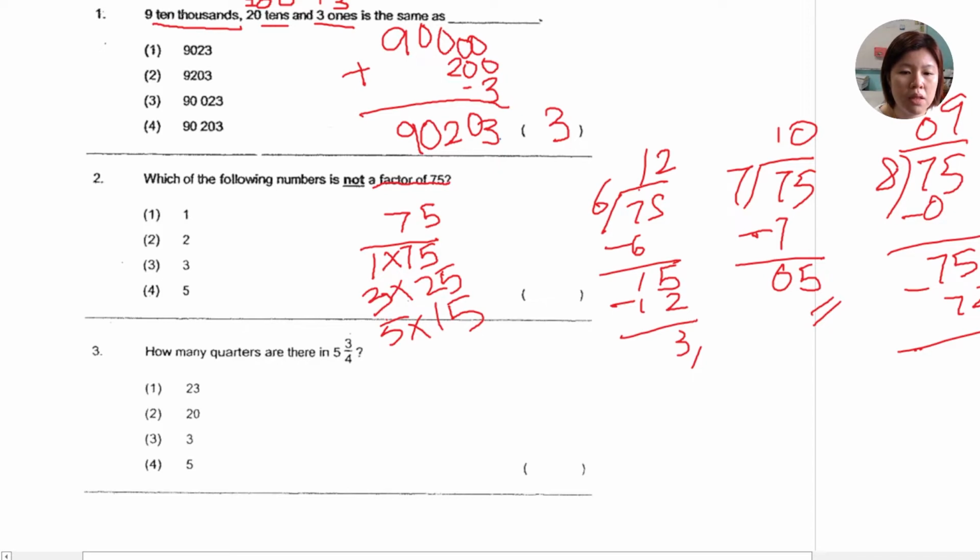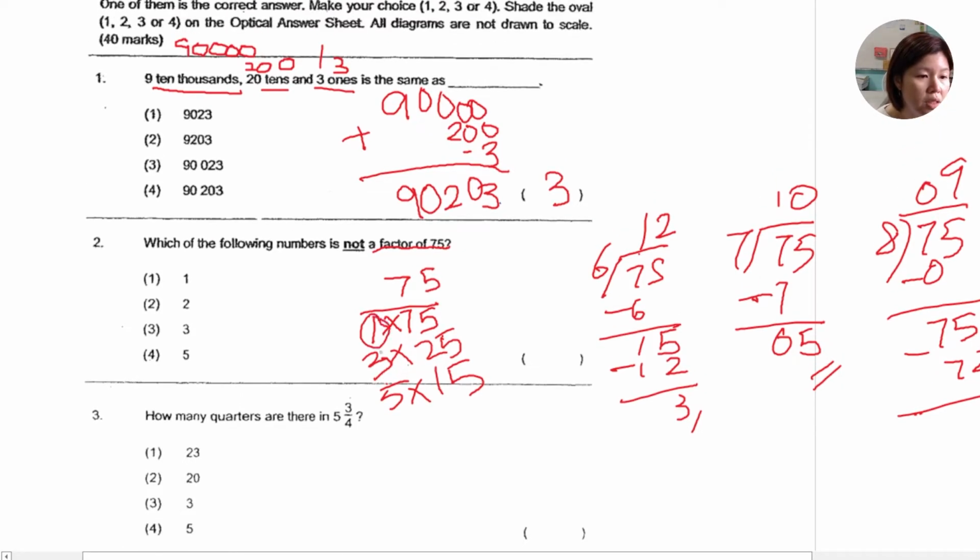Also a remainder. So which of the following number is not a factor? So we circle the factors first. These are all the factors. So we have 5, we have 3, we have 1. So 2 is not. So answer is number 2.